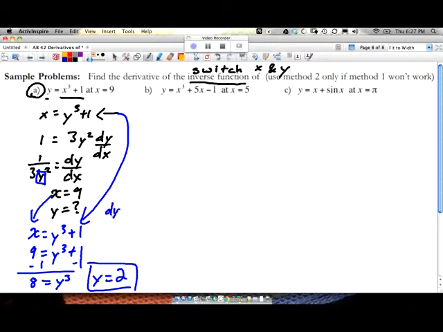So I put this together. I'm going to put dy dx at x equals 9, which means y equals 2. Now we're going to plug that in here. So we have 1 over 3y squared, but the y value is 2, so it's going to be 3 times 2 squared, which altogether is going to be 1 over 12. That really wasn't that bad at all. I look at that and I was like, oh, okay, is that it? I guess. Cool. Check. Let's try another one.